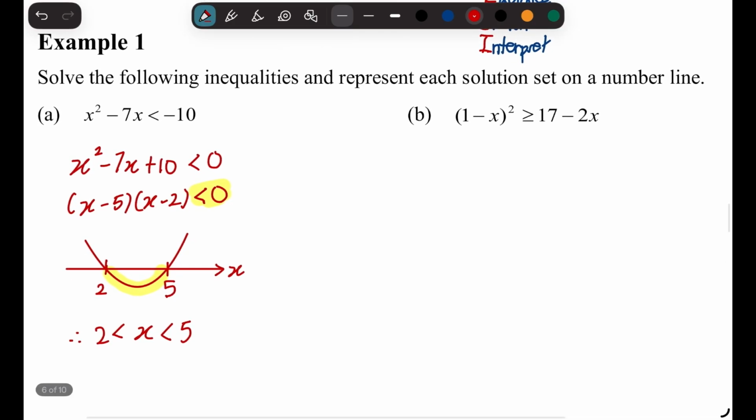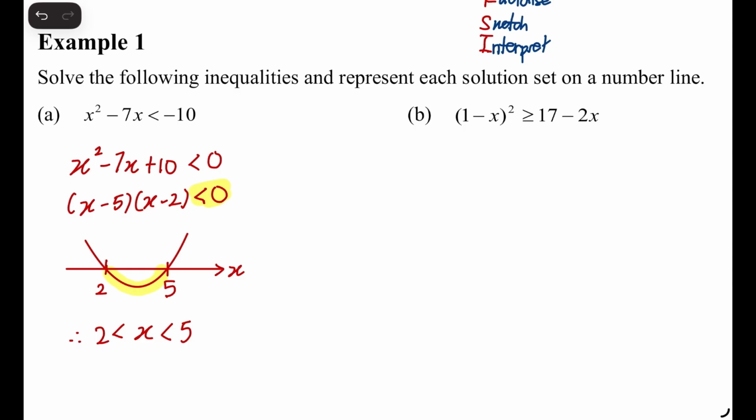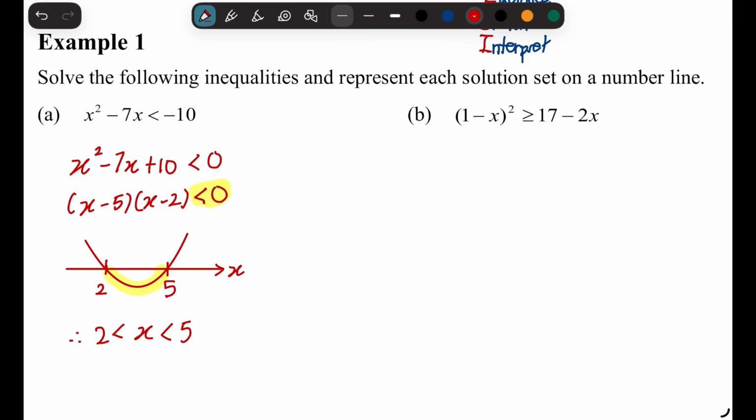Alright, now I'll go through part B. Take note for part B, because even though I see a square, I cannot just square it. If you square it, it is very different from an equation, and you will lose solutions. Therefore, what I need to do is to first expand and simplify everything such that the right hand side is equal to 0.